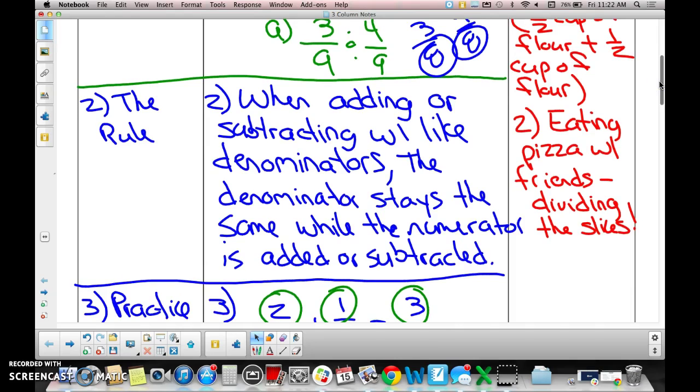Yeah, pizzas are always cut into fractions, yes, no? The pizza is a whole, and the slices are fractions of the whole. And when you're eating with friends, you always want to have the same amount, right? You want to share equally, right? Any questions?